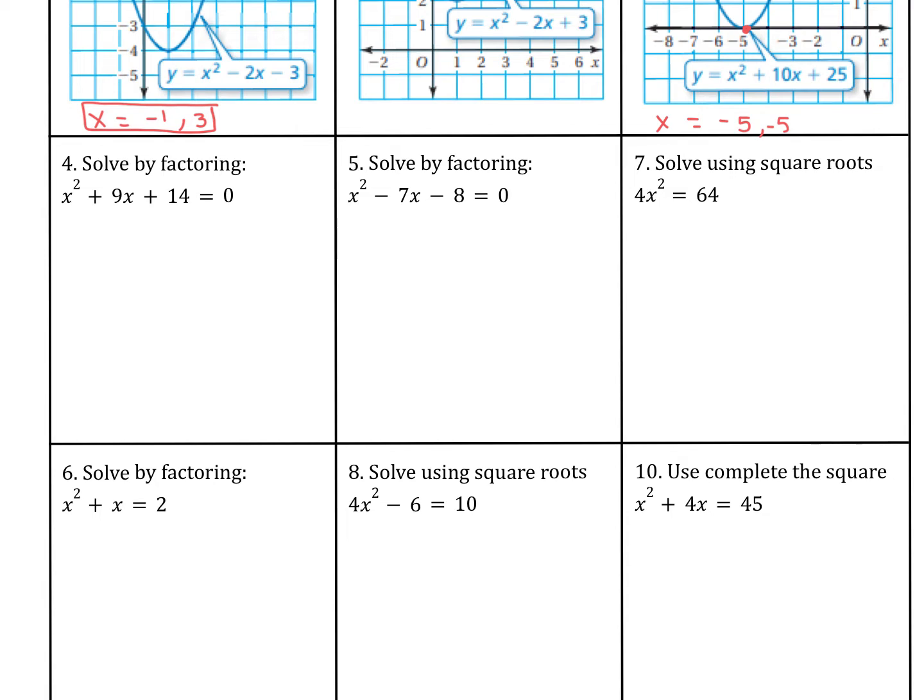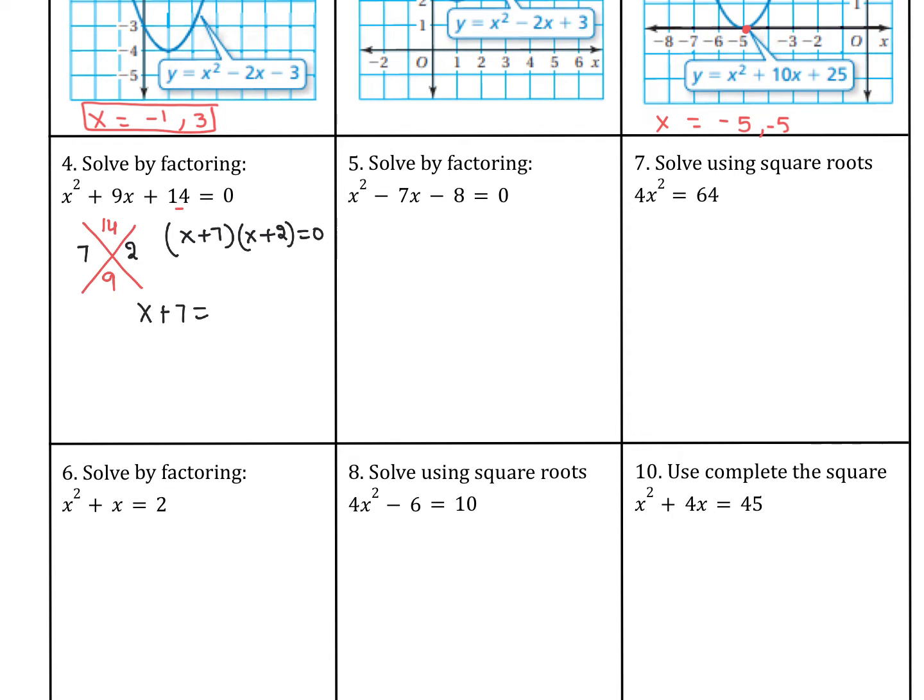Solve by factoring means you're going to use the cross method, and on top of the cross is 14. On the bottom is the middle term, that is 9. The two numbers you're looking for are 7 times 2, that makes 14, and 7 plus 2 is 9. So (x + 7)(x + 2) = 0.